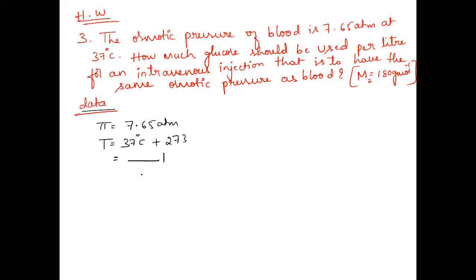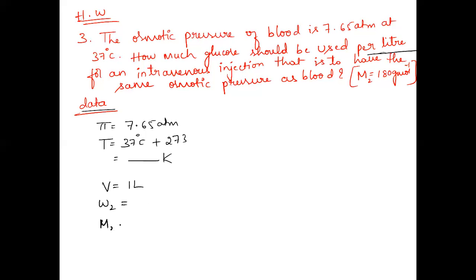You have to do this one. And how much glucose should be used per liter? So here the volume is in liters because they themselves said per liter. The volume we have to take in liters here. So the volume is 1 liter. Or else 1000 ml divided by 1000 as usual gives 1. So take 1 liter directly. How much glucose should be used? That means the given mass of the glucose you need to find out.